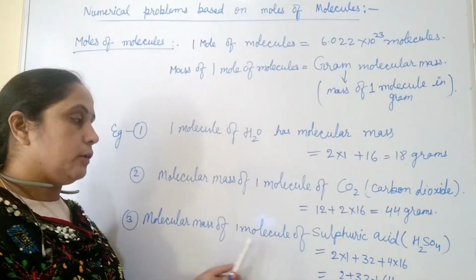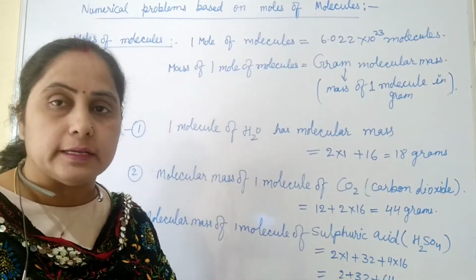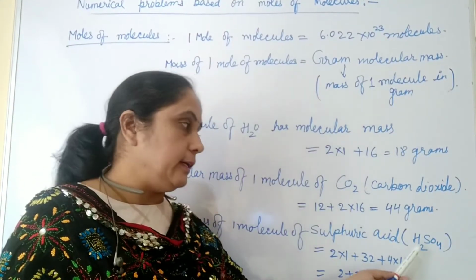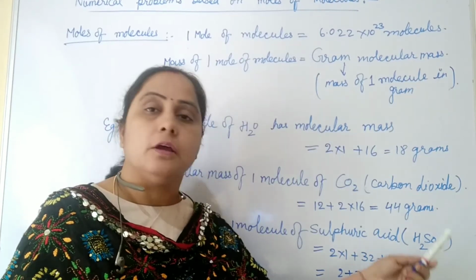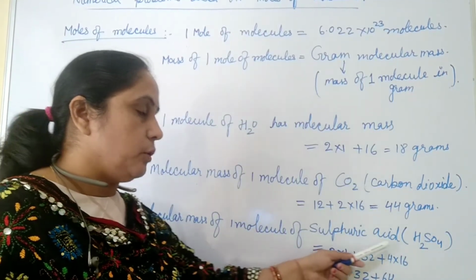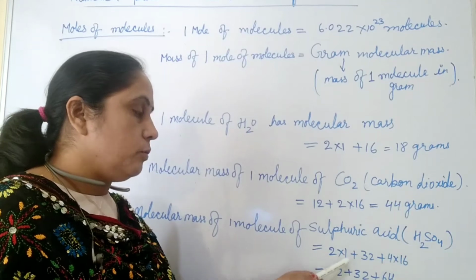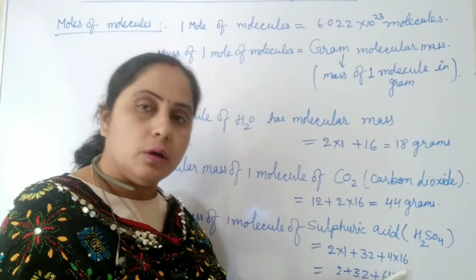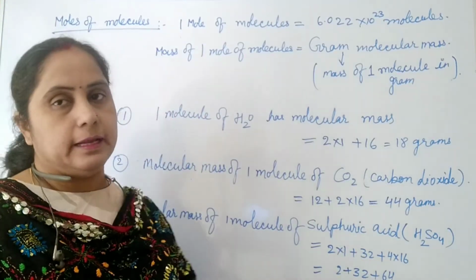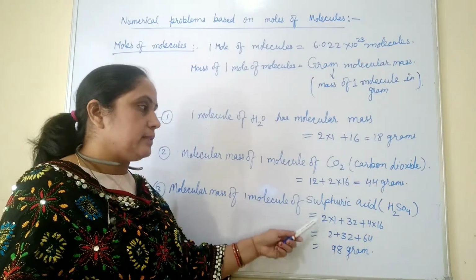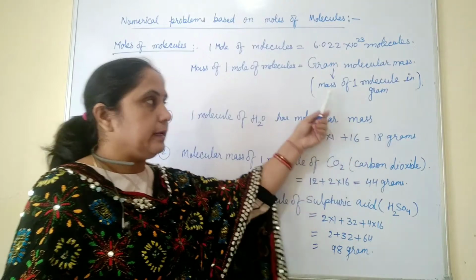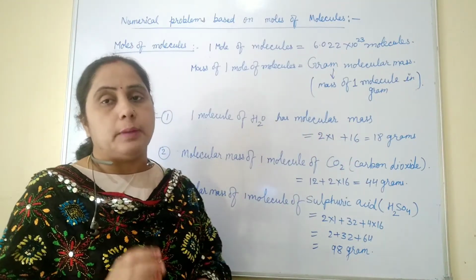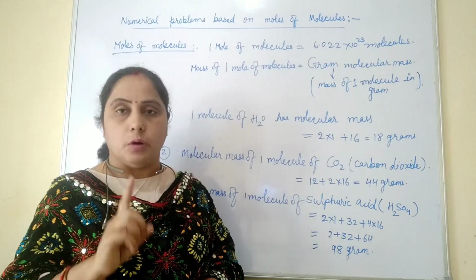Similarly, if we find out the mass of one molecule of sulfuric acid, the sulfuric acid formula is H2SO4. It contains two hydrogen, one sulfur and four oxygen atoms. So its molecular mass is 2 × mass of hydrogen plus mass of sulfur plus 4 × mass of oxygen, and we get 98 grams. When this molecular mass is represented in grams, it is called its gram molecular mass, which is equivalent to the mass of 1 mole of molecules.